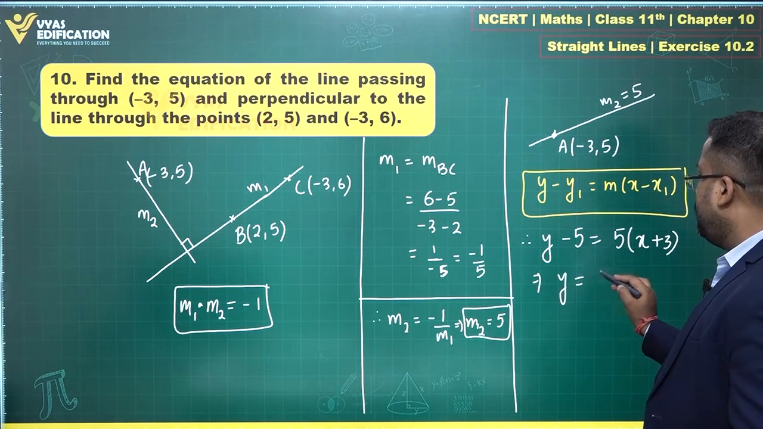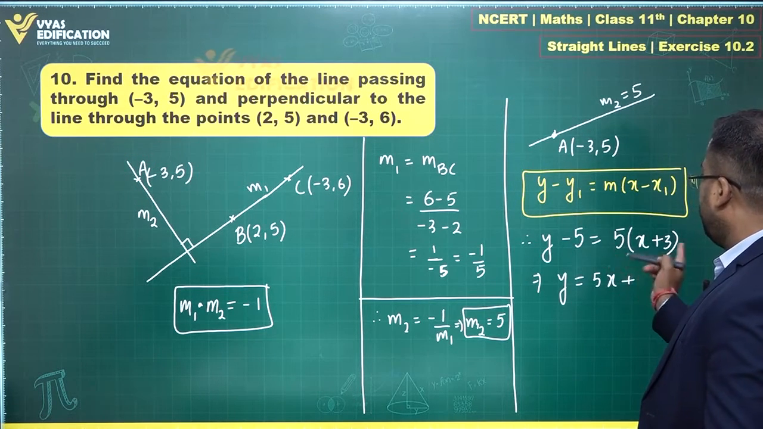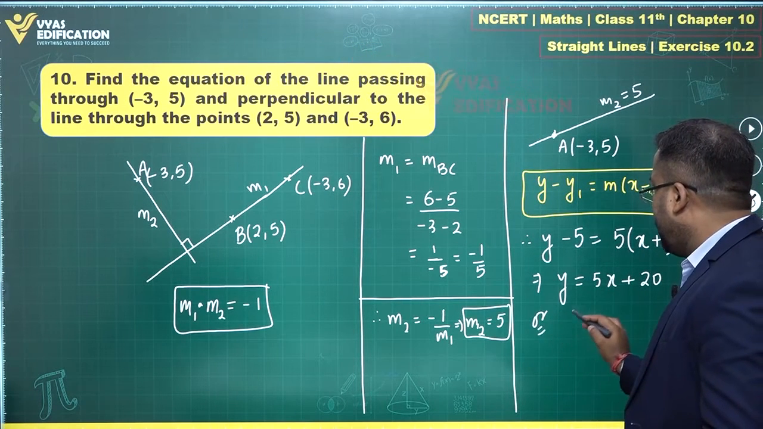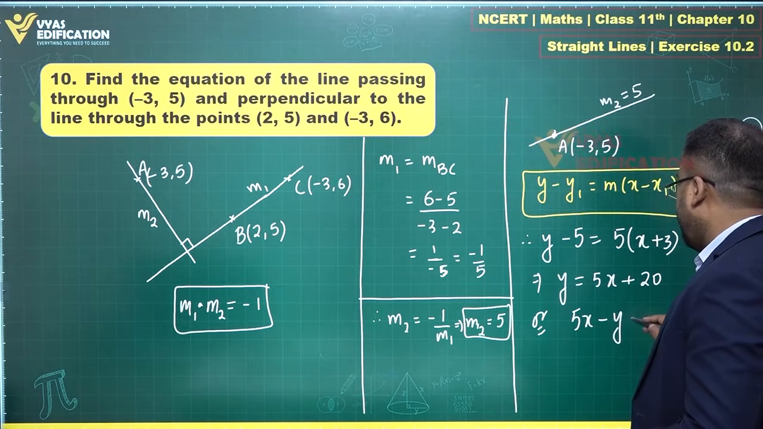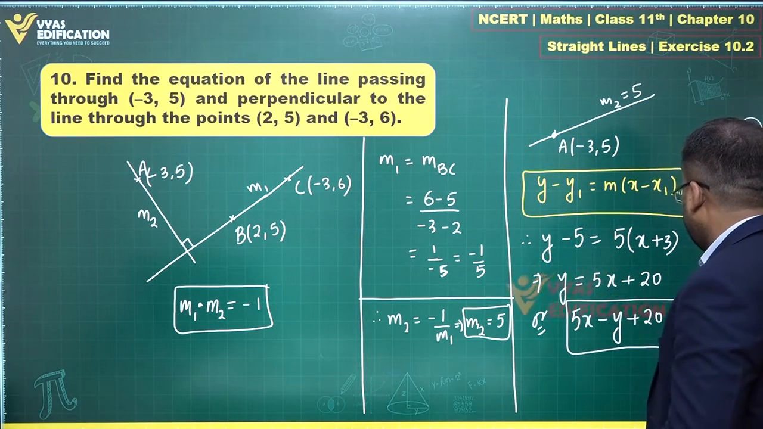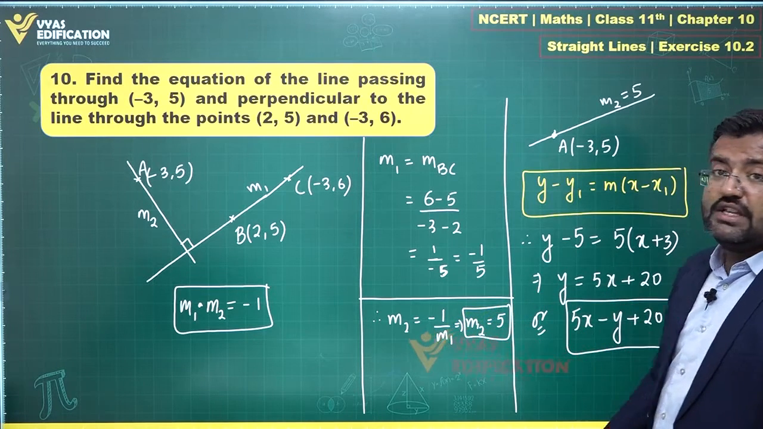This tells me y is equal to 5x plus 15 and 20. This is what it will become. Or you can say we'll have 5x minus y plus 20 is equal to 0. That's my answer for this question, as you can see behind me.